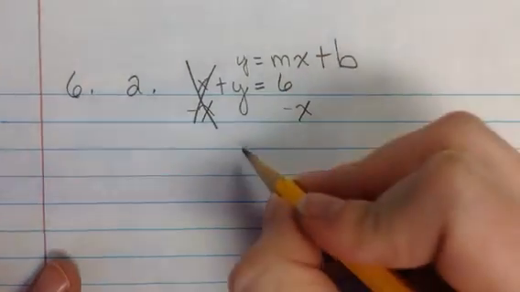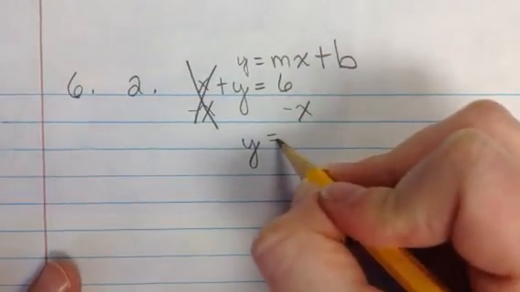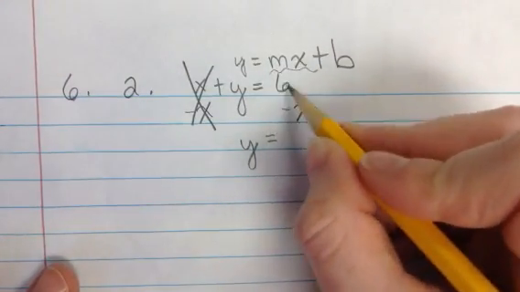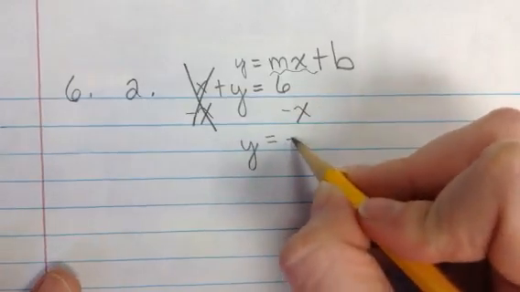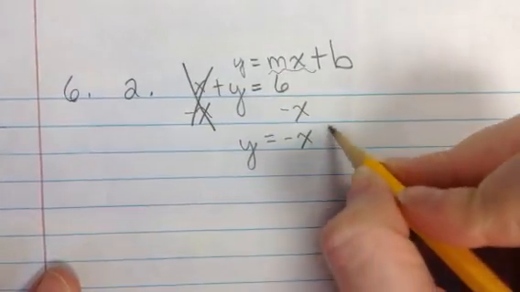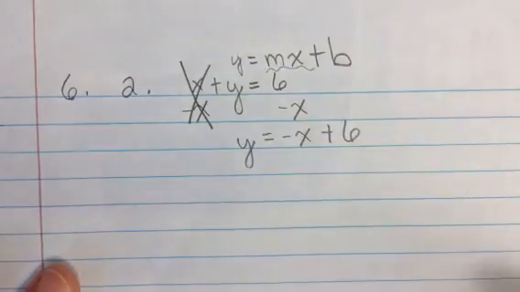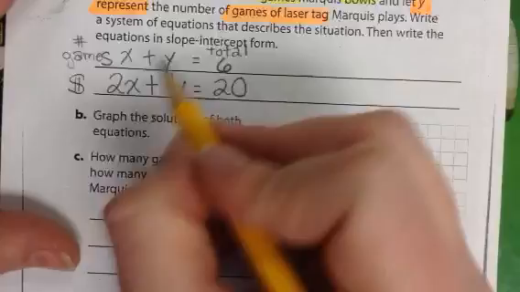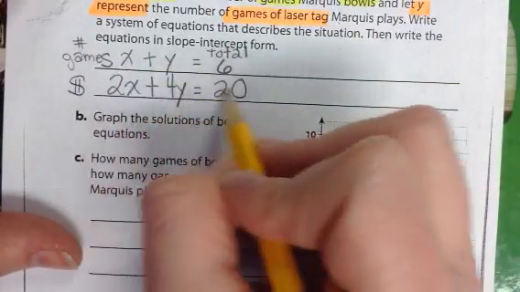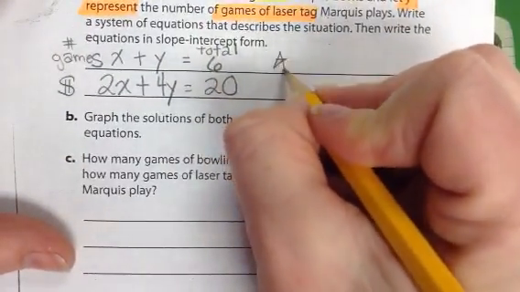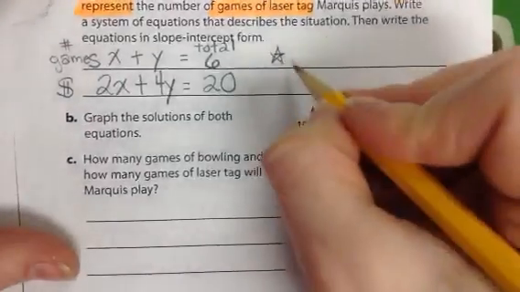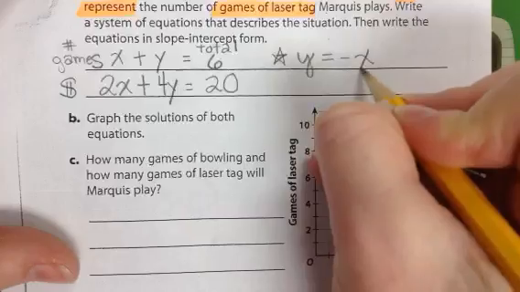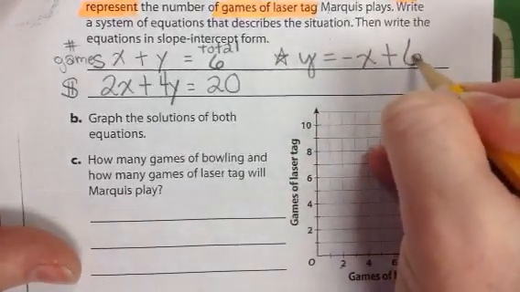Cancel that out. Y equals, I need this x term to be first, so I'm not going to start with my 6. I'm starting with the negative x. I push that positive 6 to the back. Back over here on my note page, in this equation I had moved the x to the other side, and I put a star because we'll use this one whenever we graph. Now we have y equals negative x plus 6.